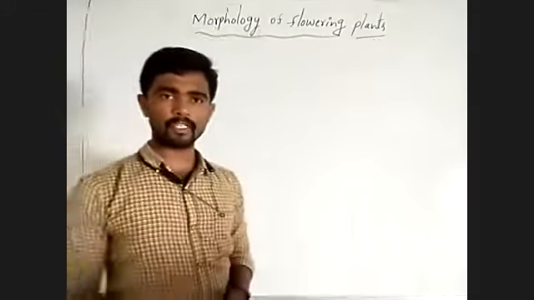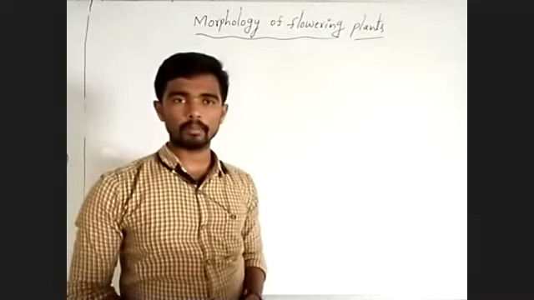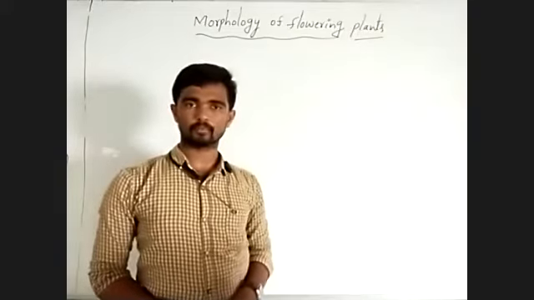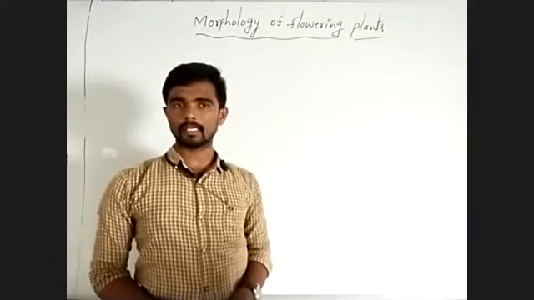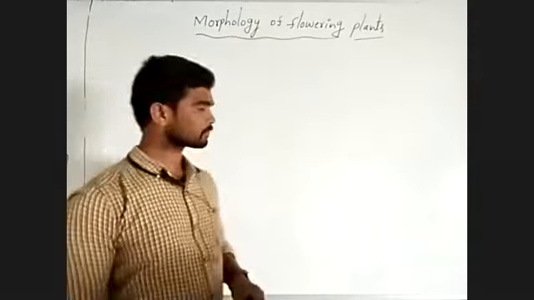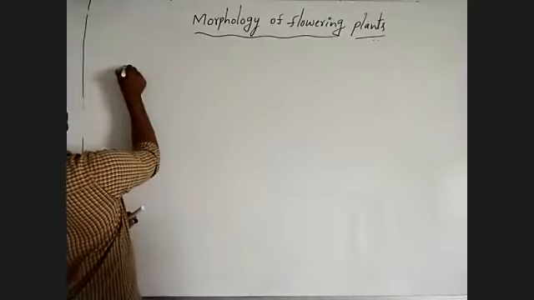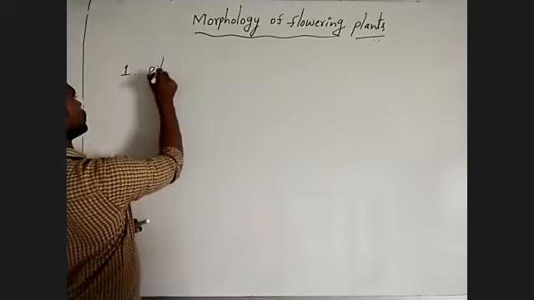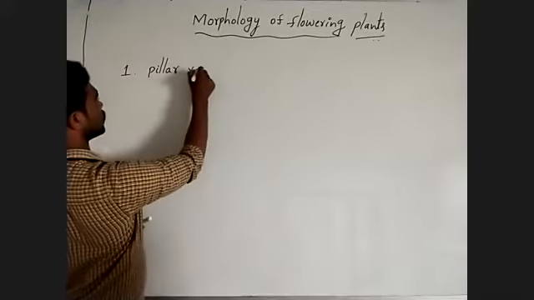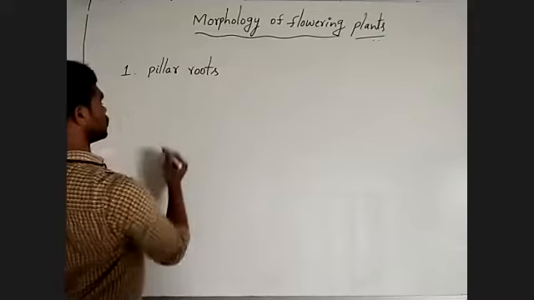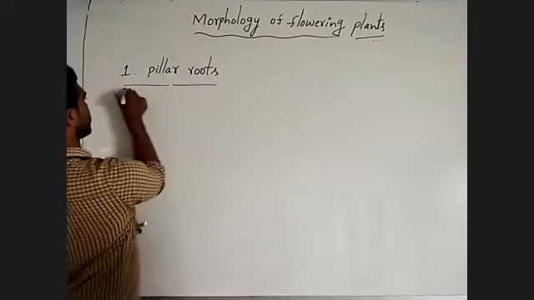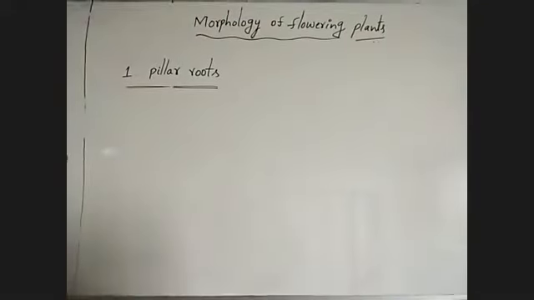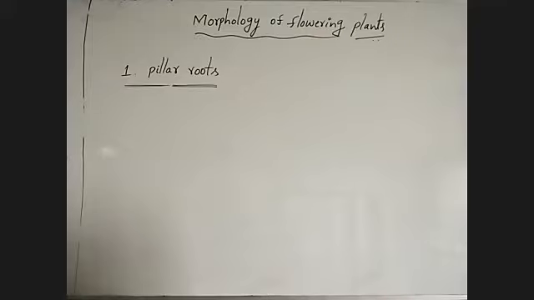Next, in modifications of roots, we have completed two types of modifications. What are they? First one, pillar roots. Next, second one, stilt roots. Pillar roots and stilt roots.